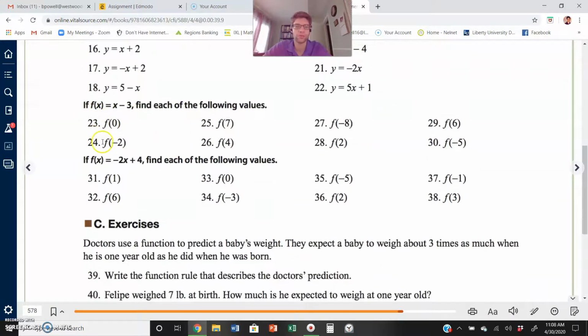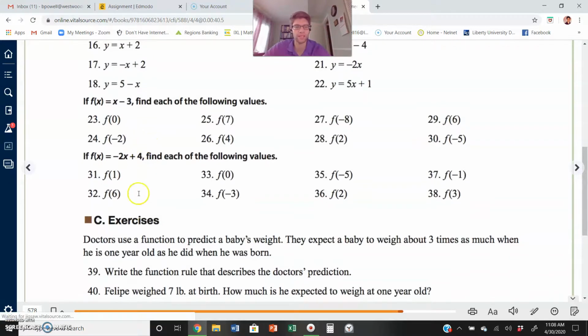For 24 through 30, you are told the function rule, and now you're told what to put into the function rule. So this one, you are only going to find the number. So whenever you plug in -2 for your x, you're going to solve a number. So for 24 through 30, just tell me what number you get. Same thing for number 32 through 38. You're going to plug in the number where you see an x, and you're going to get a value. Just tell me what number you solve.